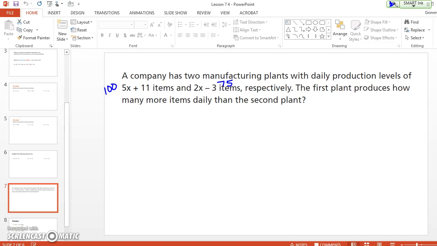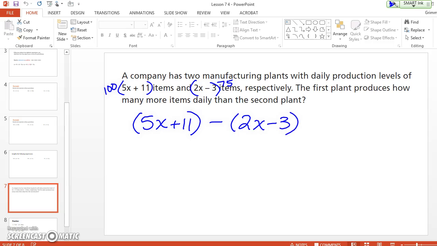What would I do then? If the first plant produces how many more items daily than the second plant? You just subtract. So I always put in numbers I understand when I don't understand the algebra because I think it helps, okay? So I'm literally going to say 5x plus 11, and that's one plant, so that's why we would put it in parentheses, minus the second one, and all that has to stay together because that's plant number 2. Like that. And then that's exactly what we've been doing. We're just subtracting the 2.